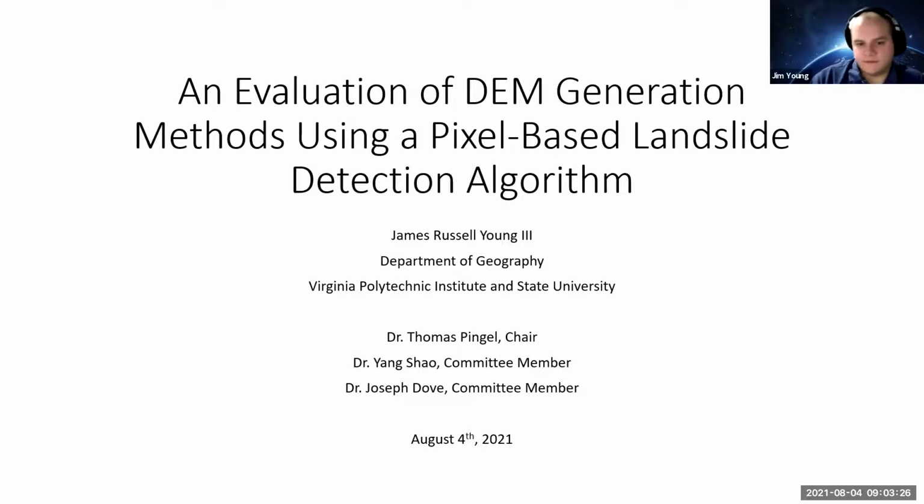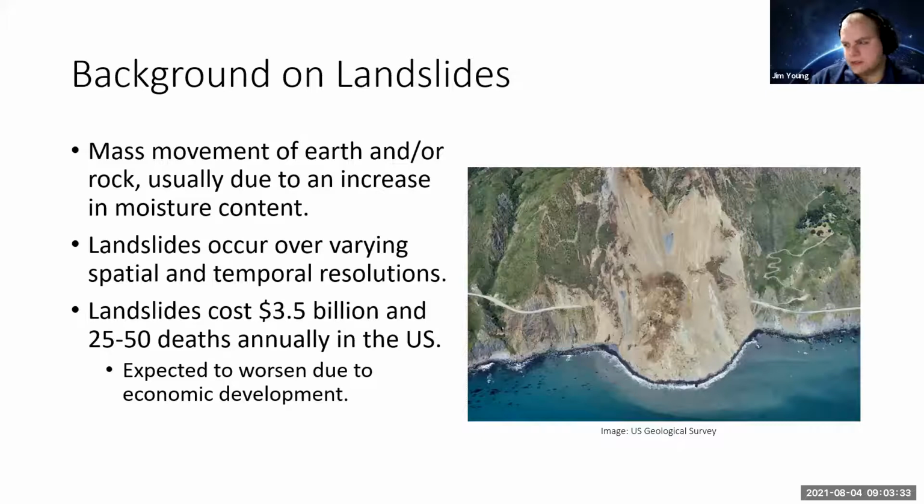My thesis is titled An Evaluation of DEM Generation Methods Using a Pixel-Based Landslide Detection Algorithm. So, a background on landslides. Landslides are the mass movement of earth and/or rock, usually due to an increase in moisture content. Landslides occur over varying spatial and temporal resolutions, meaning that they are replicable in different environmental and time frame resolutions, and they can be mapped.